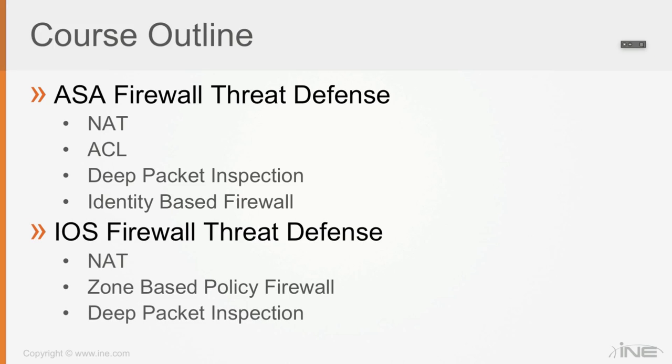And the IOS firewall threat defense is going to be only the NAT configuration part, and of course the technology part, and Cisco's implementation of a stateful firewall on the IOS, which is the zone-based policy firewall, and likewise deep packet inspection also via zone-based policy firewall.